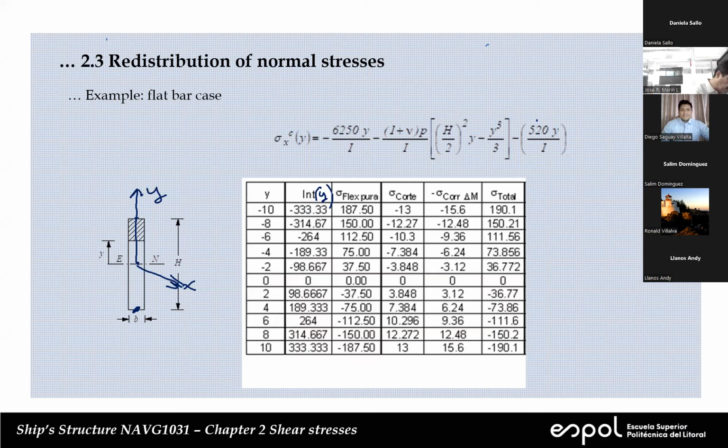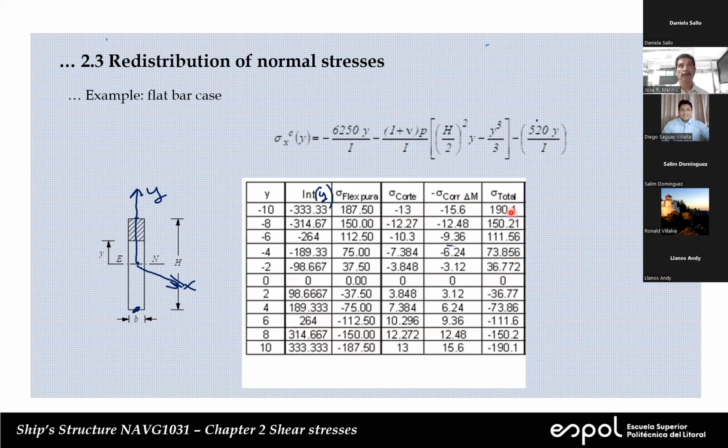Okay, so for the lower part in this area, the sign comes from the y. So that's the negative here, go to 0, then goes to positive side. Now this one here is equal to this plus this minus this. This is what you obtain. Okay, at the top, instead of 187.5, you get 190.1.